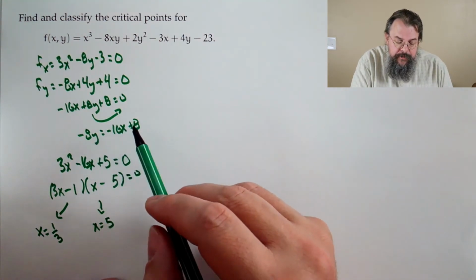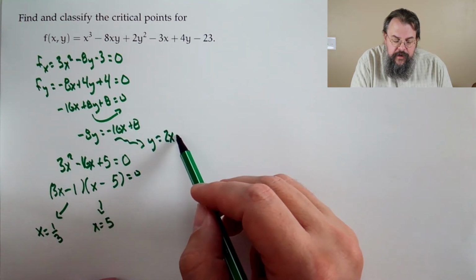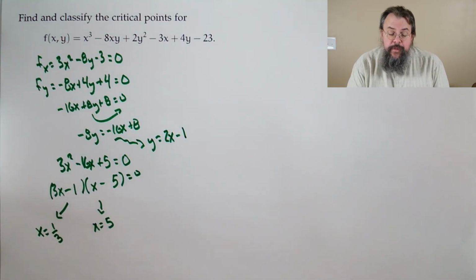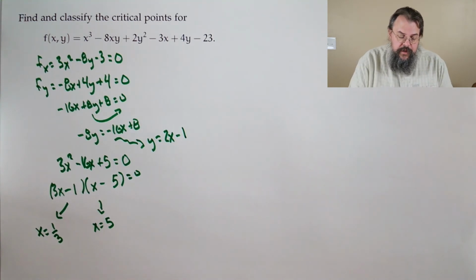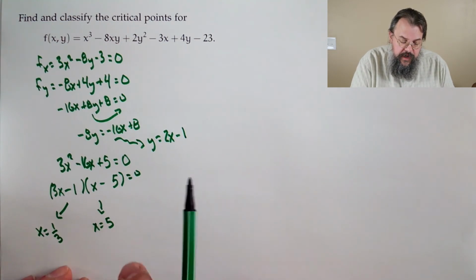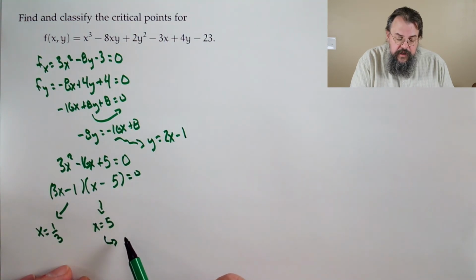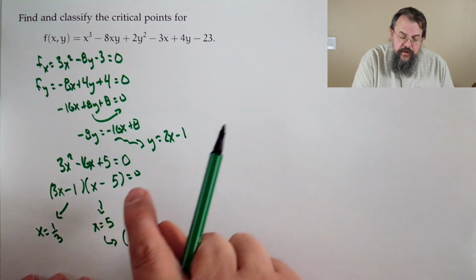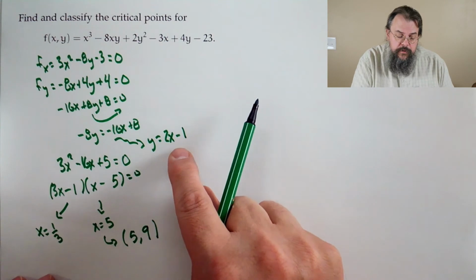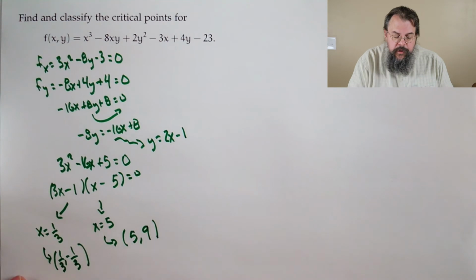Divide both sides by -8, and we get y equals 2x minus 1. That's what it turns out to be. Wonderful. If y equals 2x minus 1, then we can put these in. If x equals 5, 2 times 5 is 10, minus 1 is 9. So that gets us to the point (5, 9). And here, 2 times 1/3 is 2/3. Subtract 1 would get us to the point (1/3, -1/3).